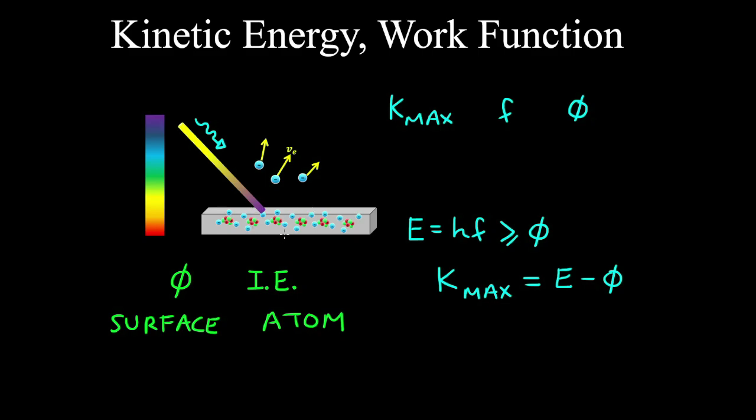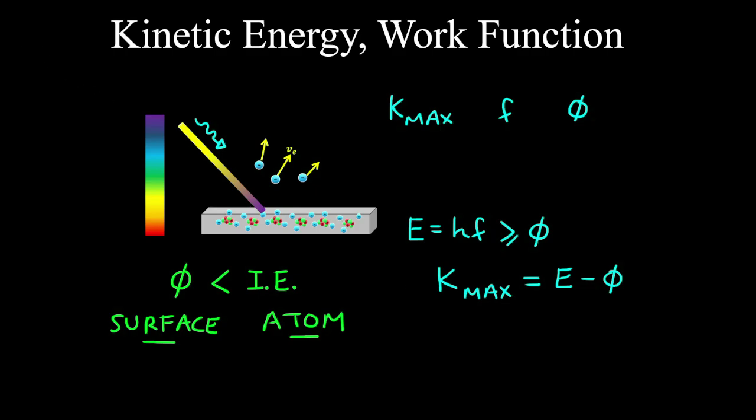So if we look at a metal, for example, such as a lithium bar, the work function is less than the ionization energy, because the electrons are free to move around in a metal, so they're less tightly bound to the atoms, and therefore it takes more energy to remove the electron from an atom compared to the surface of a metal.